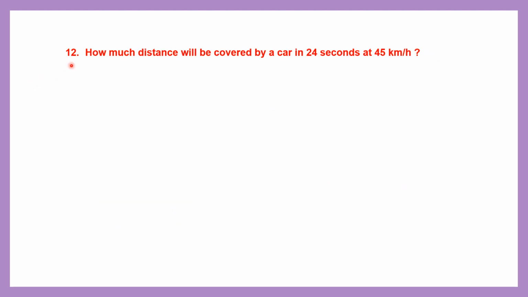We are moving on to question 12 because question 11 has already been done in the textbook. So let's begin this. How much distance will be covered by a car in 24 seconds at 45 kilometers per hour? So 24 seconds will be the time, and 45 kilometers per hour will be the speed. So what are we asked to find? We are asked to find the distance d. So now let's begin with what is given to us. Time is 24 seconds and speed is 45 kilometers per hour.